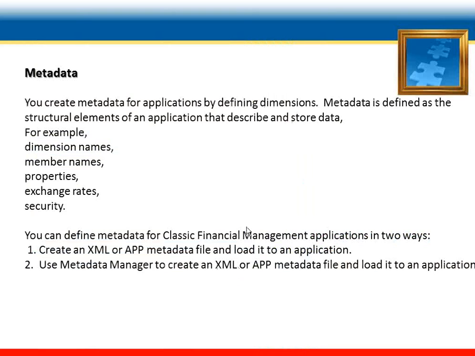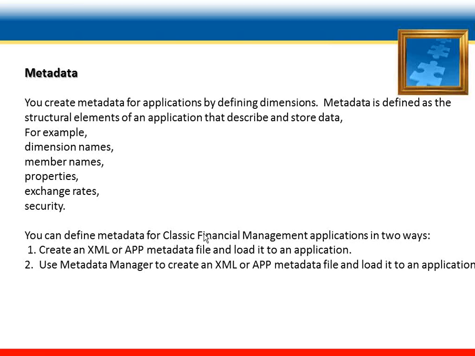In this slide we will understand about metadata. You create metadata for applications by defining dimensions. Metadata is defined as the structural element of an application that describes and stores data. In short, metadata is data about data, or a description of the data. For example, while creating metadata, you need to give dimension names, member names, properties, exchange rates, security.